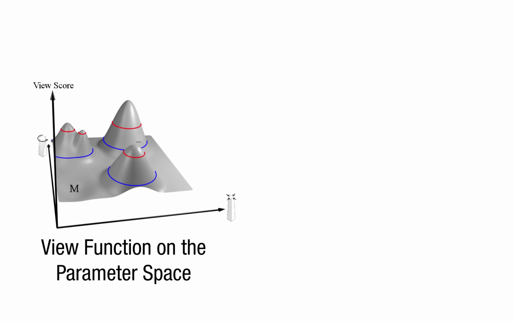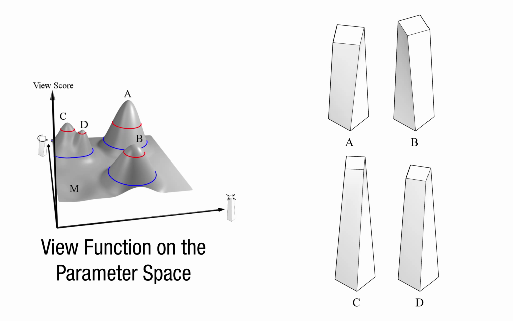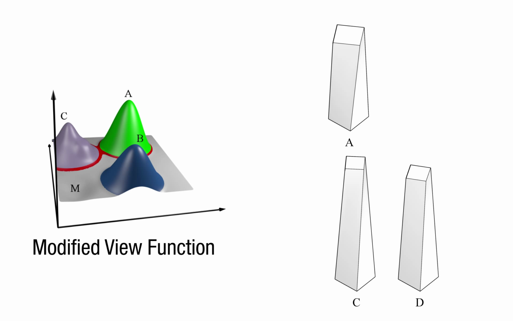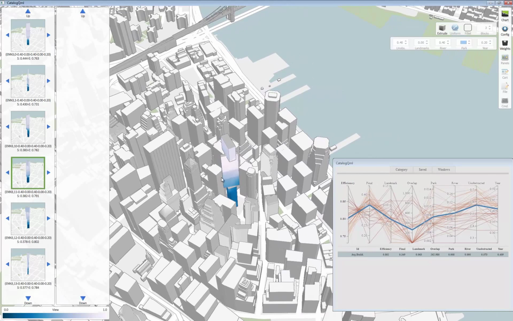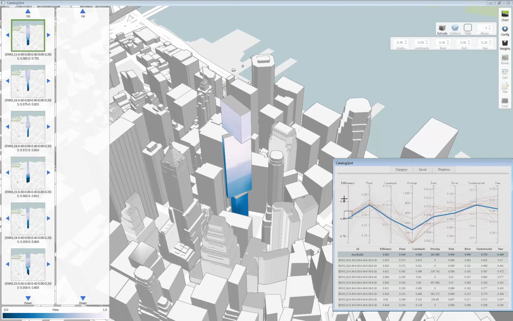The design catalog is obtained by exploring the topology of the view function, which is the combined view score defined on the high-dimensional parameter space that represents the possible design variations. In particular, the set of maxima of the view function form the design variations that make up the catalog. By using this method of populating the catalog, the designer can explore and compare only distinct design variations, rather than large sets of extremely similar designs.